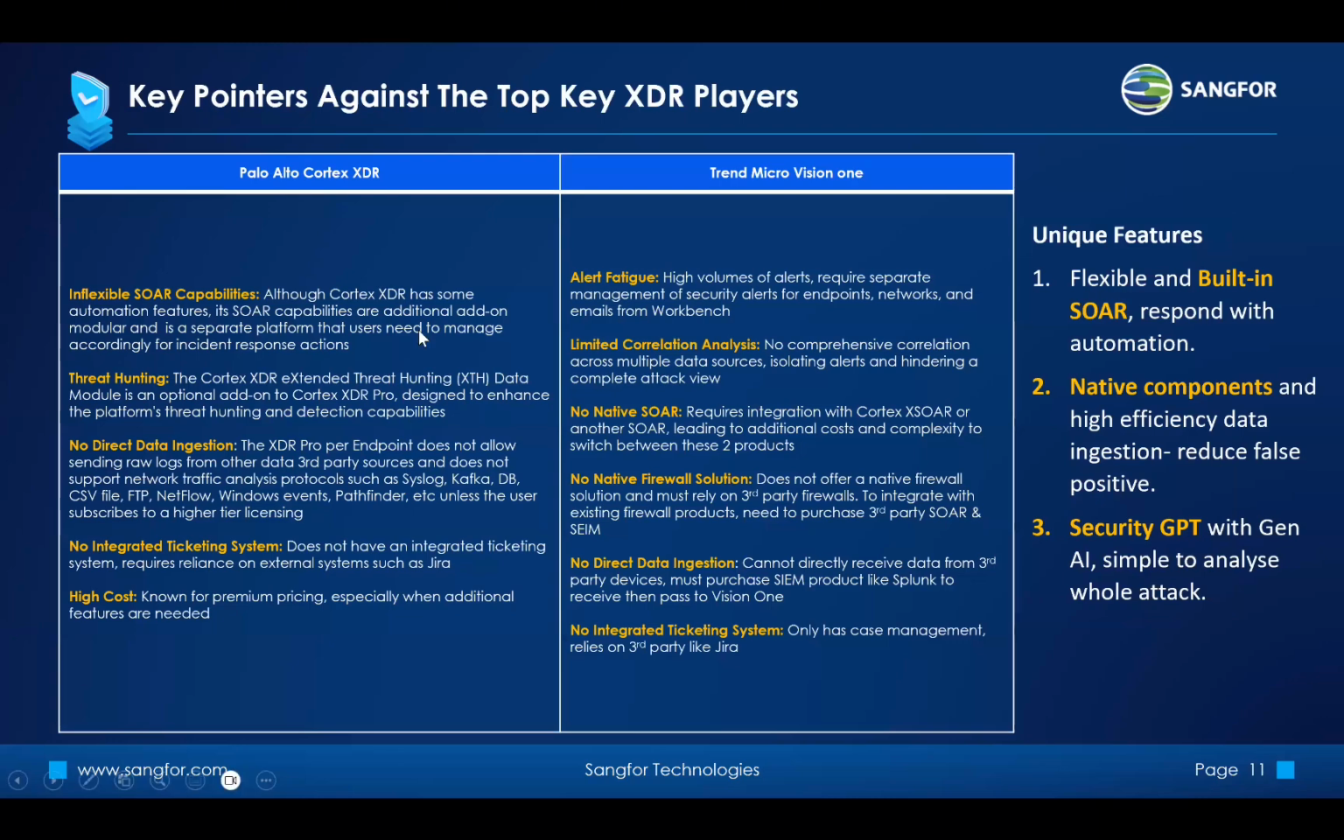And some customers may have already embraced XDR architecture, right? And they will challenge Sangfor: what is your unique feature compared to Palo Alto Cortex XDR and Trend Micro Vision One? For this part, we can provide three unique features. The first one is flexible and built-in SOAR. If you look at Palo Alto, they have their XDR, and they also have their SOAR platform. The two platforms just correlate with each other, so it's still a heavy burden for most customers. But Sangfor can currently provide a single platform to cover all the secure operation jobs. That is the first thing I want to mention.